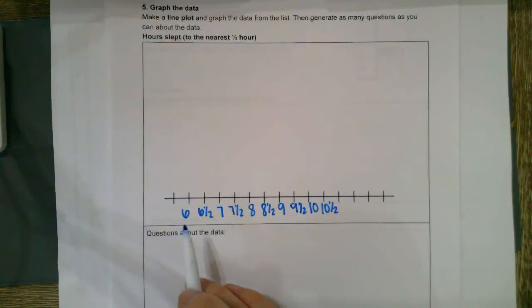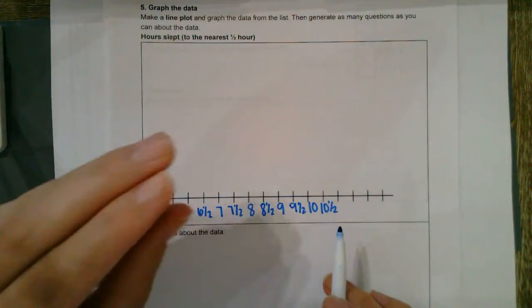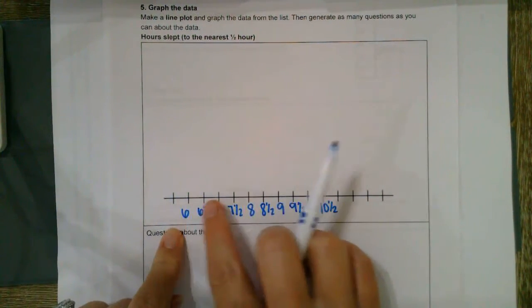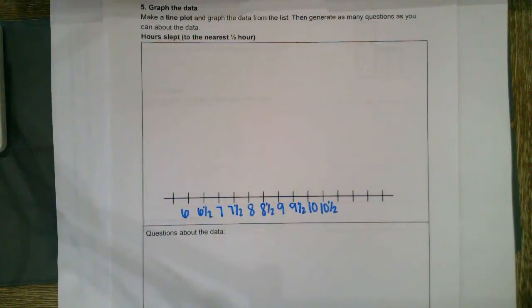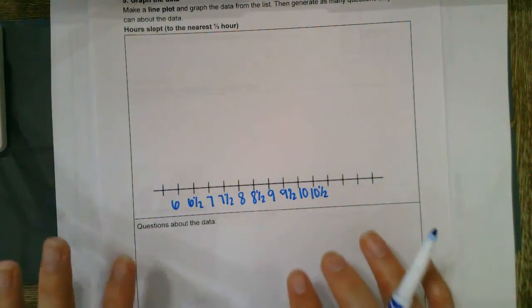You can see that my numbers are super close here to one another, so I could either write them smaller or I could even skip. If my line is a little bit longer, I could skip every other one just to keep it a little bit more neater, but it's the same idea.